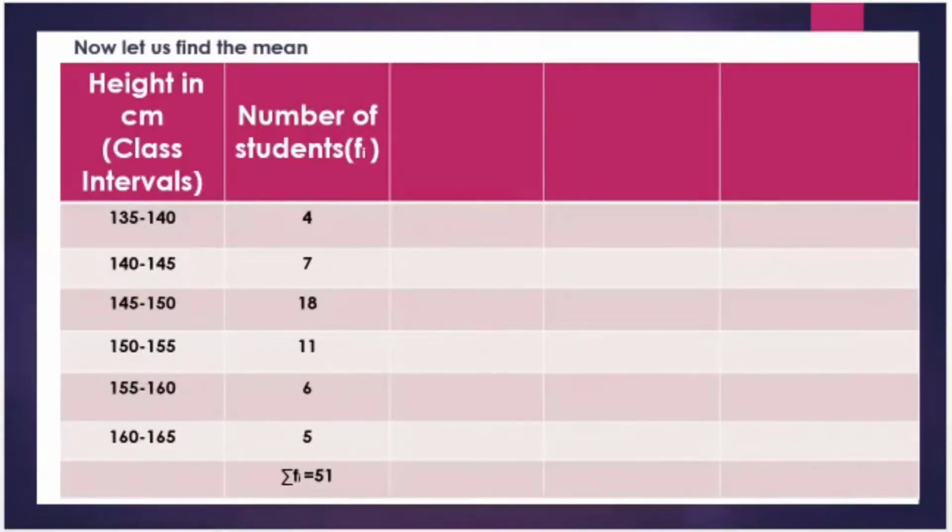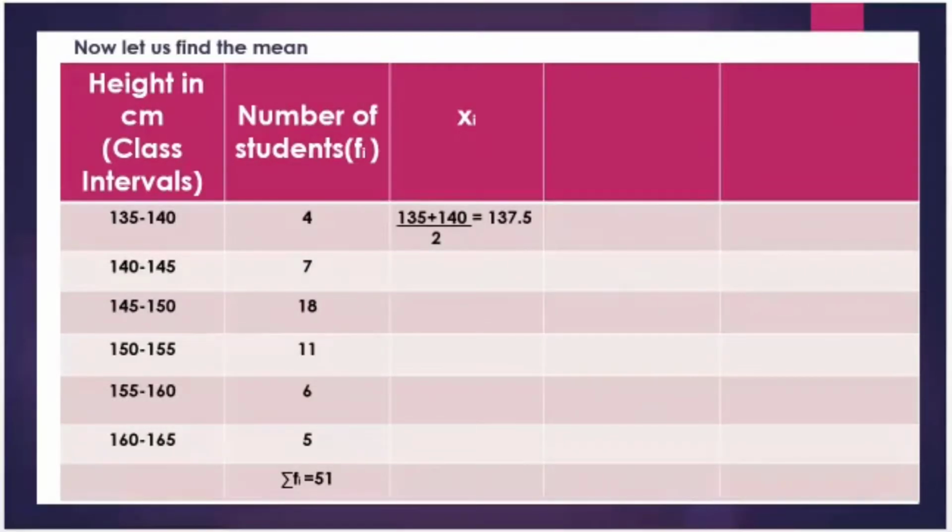Now, to find out the mean, I need to find out the class mark of all the classes. How do we denote the class mark? We denote the class mark by xi, and xi is obtained by adding the lower limit and the upper limit and dividing it by 2. So my first xi, that is x1, will be equal to 135 plus 140 divided by 2, which comes out to be 137.5. Let us see the class mark for the second class interval: 140 plus 145 upon 2, which comes out to be 285 upon 2, or 142.5.